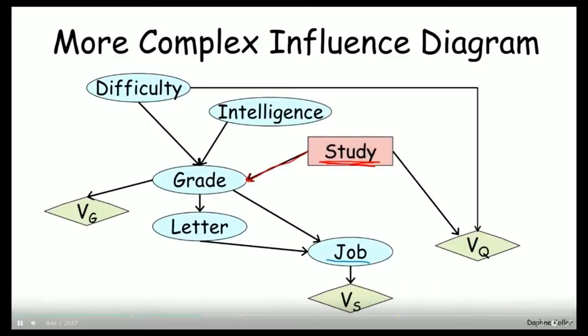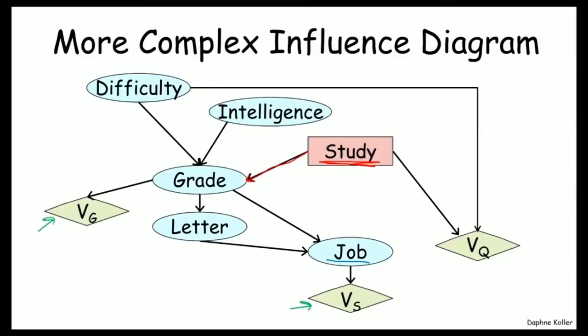Now, in this case, you'll notice that we have three different utility diamonds: VG, VS, and VQ. So what are these? They represent different components of the utility function. So in this case, I've broken down the utility function into constituent pieces. This one represents the happiness with the grade by itself. This is the utility that you get from saying, yay, I got an A in the course. Or, ooh, not so good, I got a C. So that's one piece of your utility function.